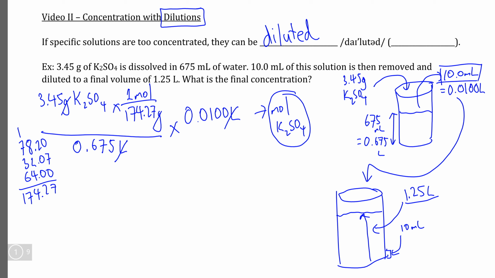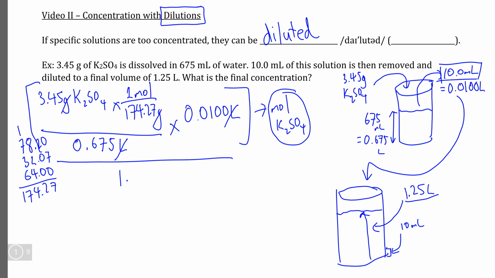So the final step is to take everything that we've done so far and divide it by our final solution volume, 1.25 liters. And if you do this, this number comes to approximately 2.35 times 10 to the negative 4 moles of K2SO4 per liter.